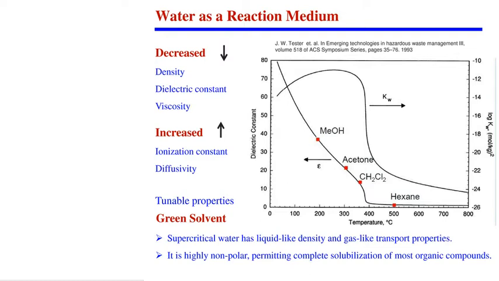You can see that if you compare ambient water versus supercritical water, the dielectric constant, which is 78 at ambient condition, goes down to less than 5 as we go up in temperature. Similarly, most of the organics are soluble, fully miscible. Oxygen solubility: we can do combustion in supercritical water because oxygen is fully miscible at high temperature. So these are the benefits of supercritical water. What can we do with this water?